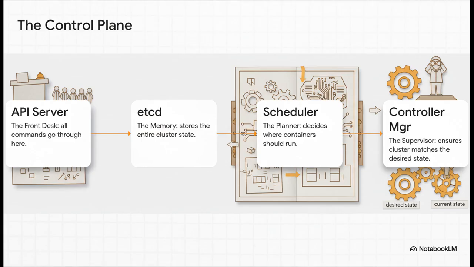Next is the scheduler. This is the master planner. It sees a new job come in and instantly figures out the best worker on the factory floor to handle it. And finally, you have the controller manager. This is the tireless supervisor who is constantly, and I mean constantly, checking to make sure that how the factory is running right now matches the plan you gave it.